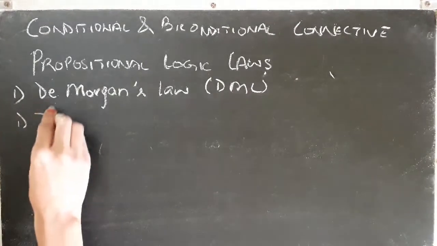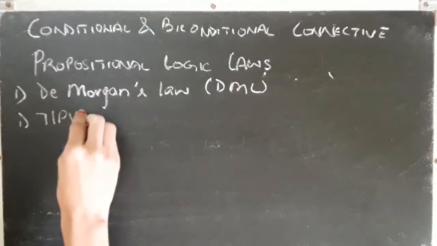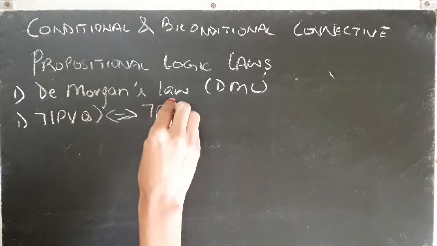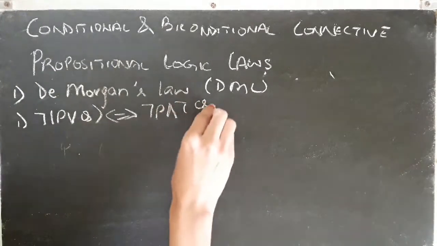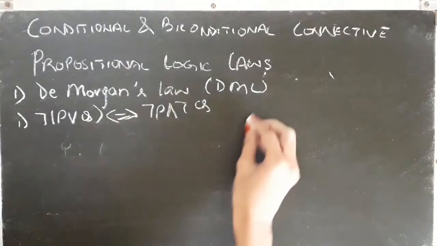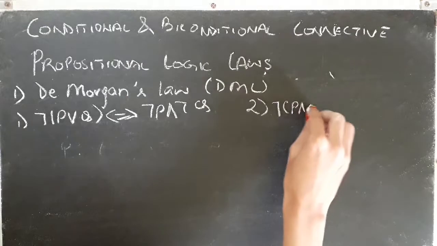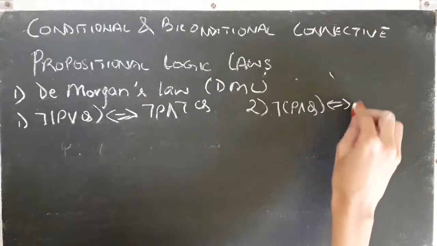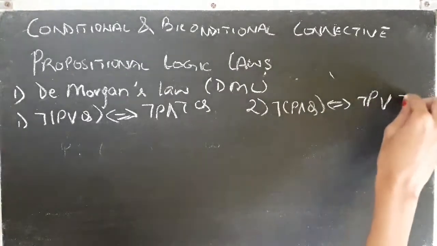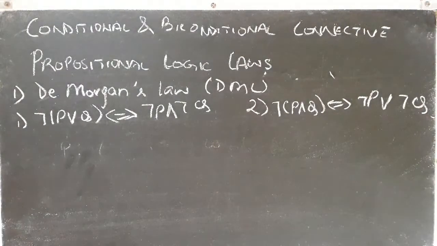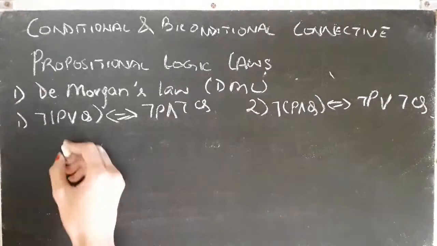There are two De Morgan's laws. Negation of P or Q is logically equivalent to not P and not Q. And the second one is negation of P and Q is logically equivalent to not P or not Q. This can be proved with the help of a truth table. Let us prove the first one.